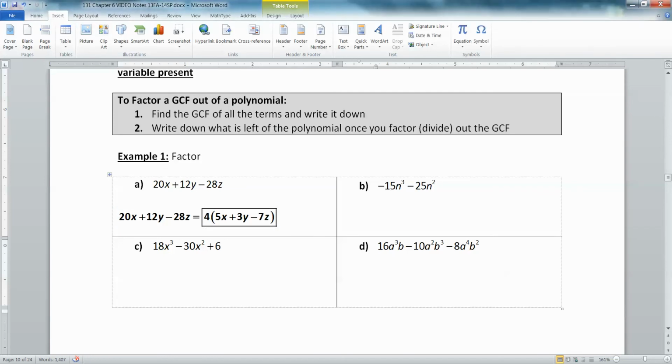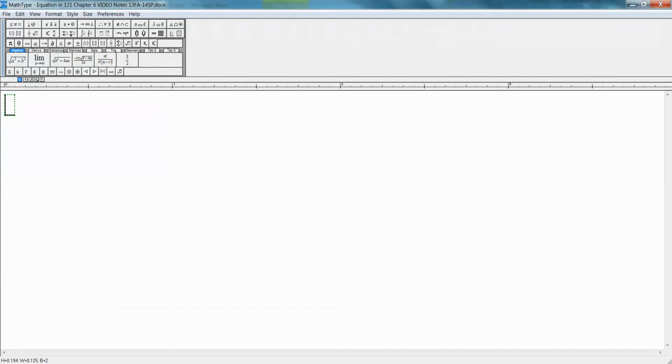Let's see here. We've got negative 15n cubed minus 25n squared. Okay. So 15 and 25 are both divisible by 5, but it'd probably be smart on this one to take out a negative 5. That way you've turned both of those negative terms into positive terms. In general, we like our front term, our leading coefficient term, to be positive.